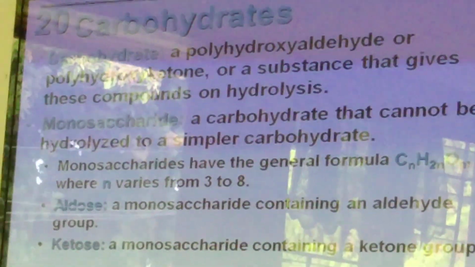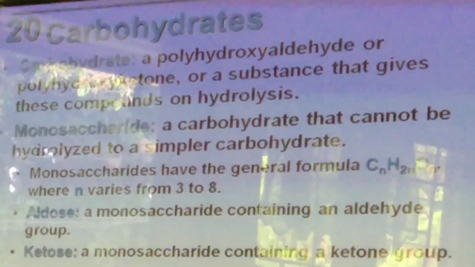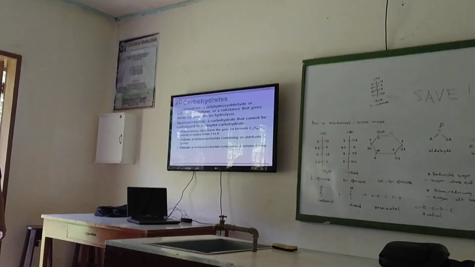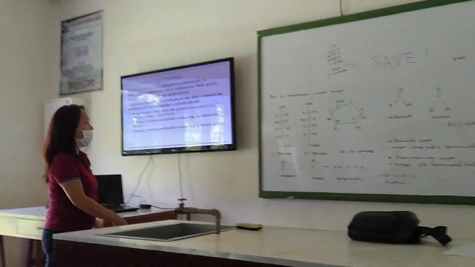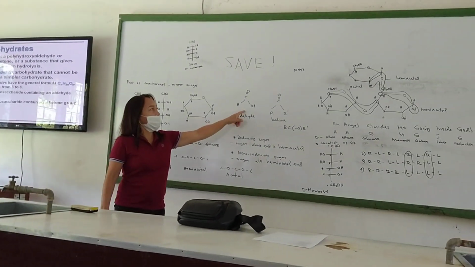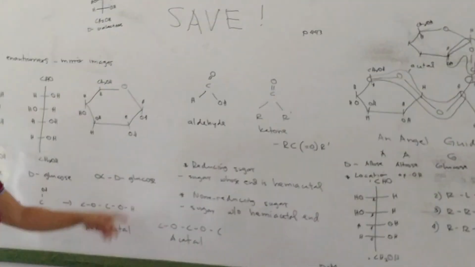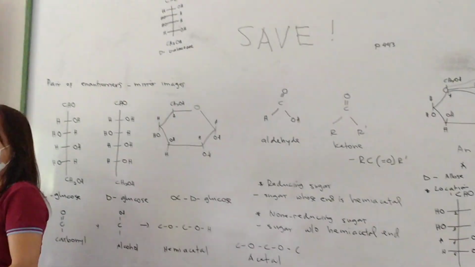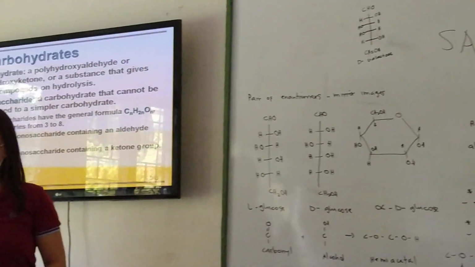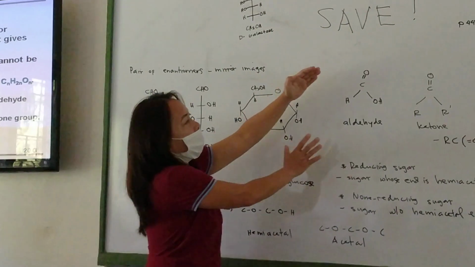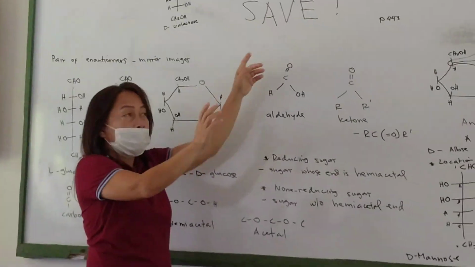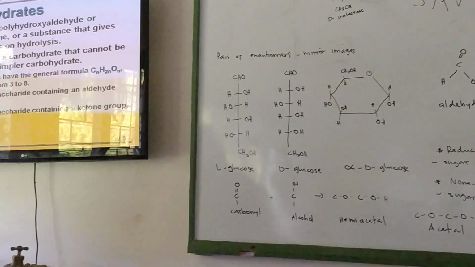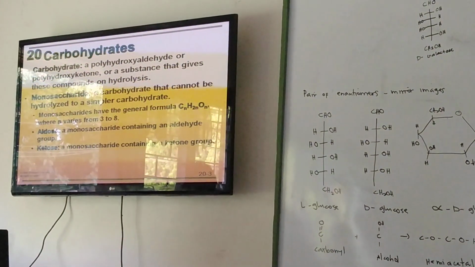polyhydroxyaldehyde. When we say poly, several. Hydroxy, you have OH, hydroxide. Aldehyde, when you say aldehyde, you have this: C double bond O, then you have H and OH. That's the structure of aldehyde. So in other words, carbohydrates are made up of poly, hydroxy with OH, and of course the aldehydes. So that's the constituents of carbohydrates.